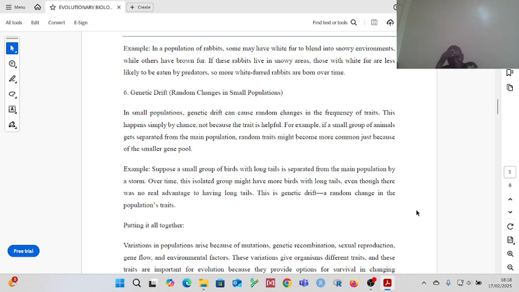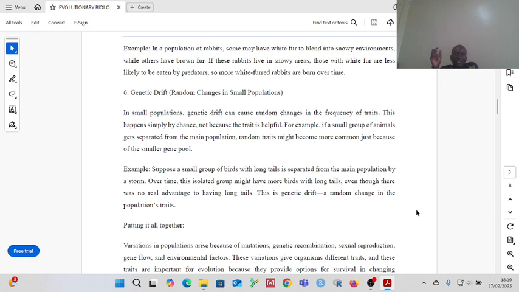So let's look at this example. Suppose there is a small group of birds which have long tails. And these birds with the long tails are separated from the main population by a storm. So there is a wind or something that separates them. Over time, this isolated group might have more birds with long tails, even though there was no real advantage of having long tails.